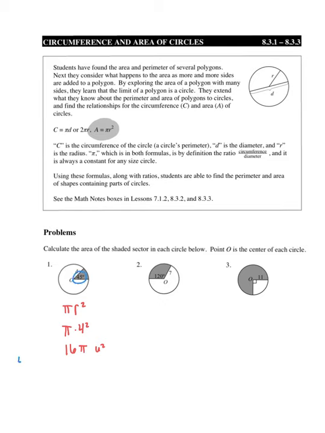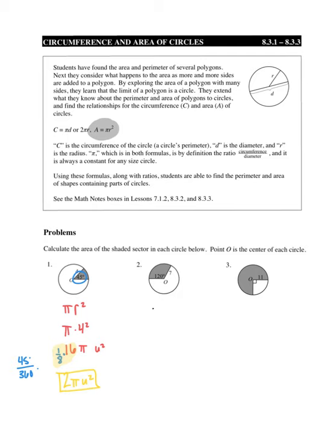I have 45/360ths of the circle, or 1/8. So I'm going to take the area of my circle and multiply that by 1/8. Now I'm going to leave my answers in exact form, but that doesn't mean that I can't simplify them. So I'm going to take 1/8 of 16 and replace that with 2 pi square units.